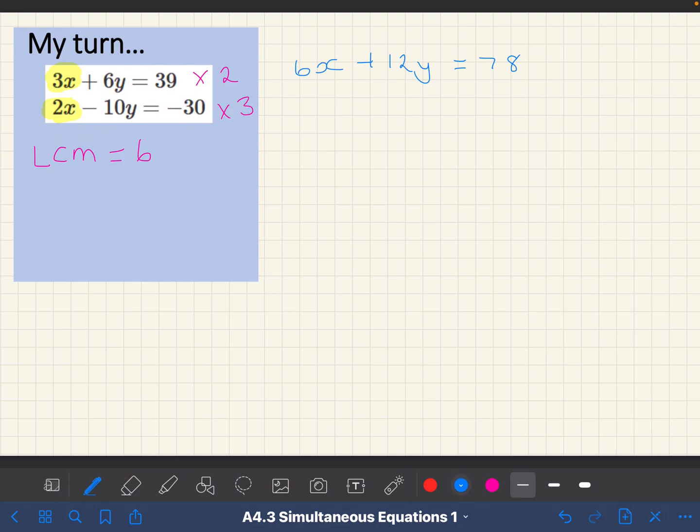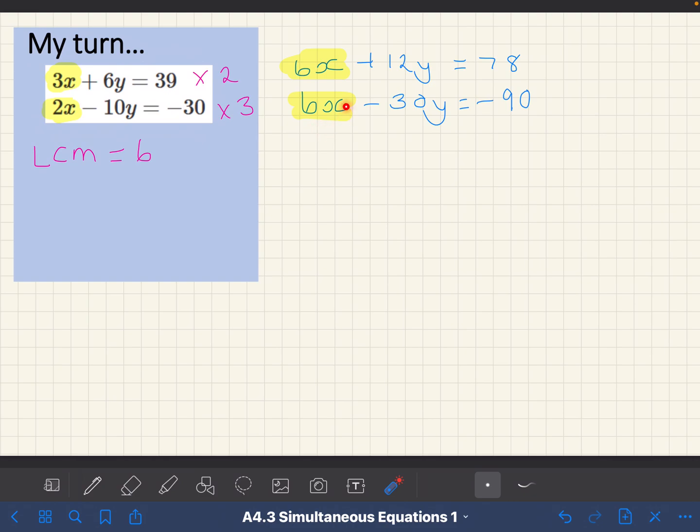we would first get 2x times by 3 is 6x, minus 10y times by 3 would give us minus 30y, and that would be equal to minus 30 times by 3, which would give us minus 90. Now, if you can see, we have made it so both equations start with 6x. We can now use that information to eliminate our x values from the equations.